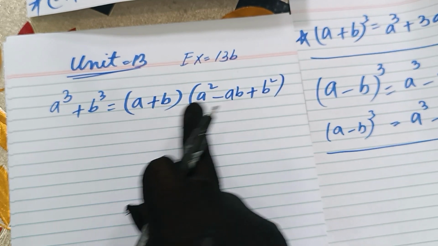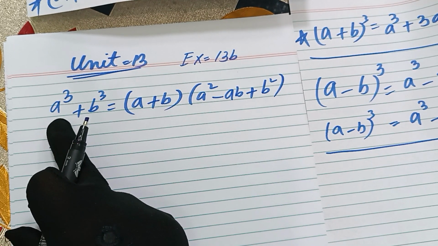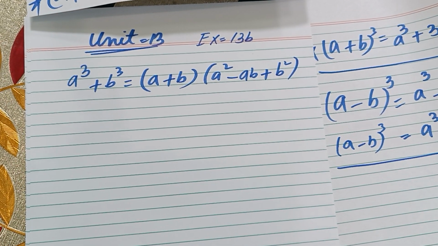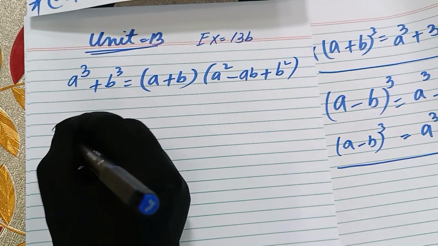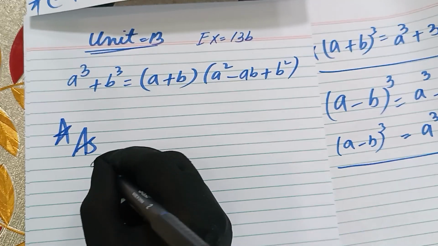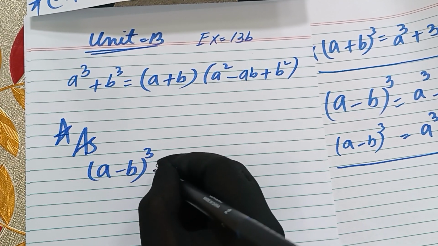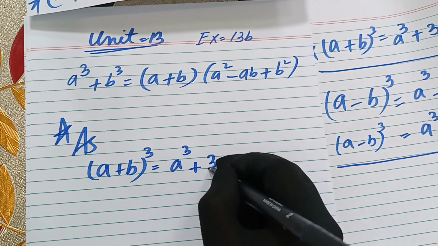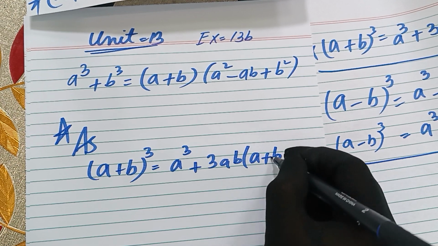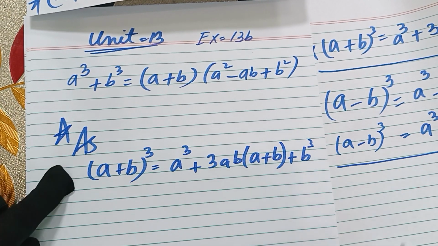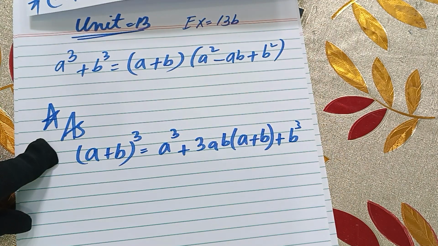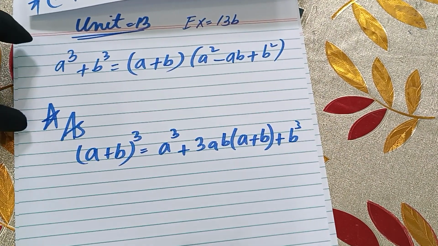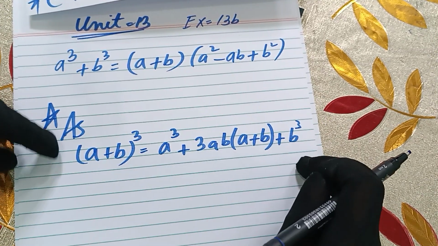One method is to multiply these two and get this answer. The other method is how it can be taken from the other identity. We know the previous identity, a plus b whole cube equal to a cube plus 3ab times a plus b plus b cube. If we take this identity and change this relationship, we can transform this identity into this one also. How?